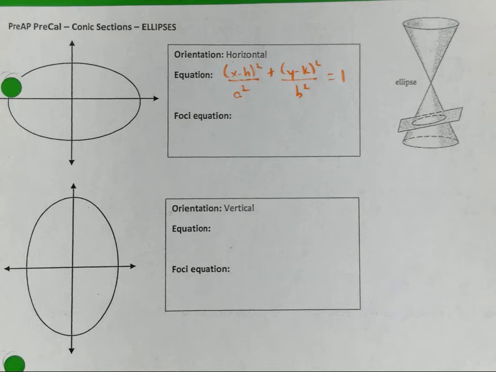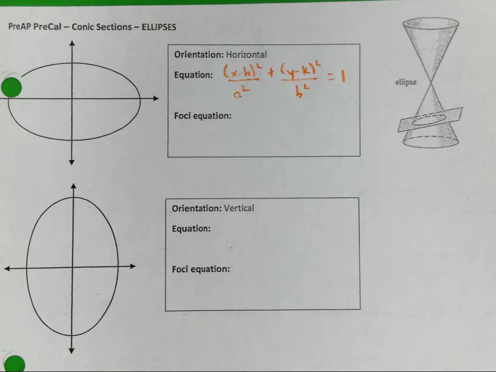Now, here's where we need to talk about a squared and b squared. A squared is always your larger number of the two. Okay, and I'm going to talk to you about what that means in a minute. For instance, this is horizontal. A is always your larger number. It's going to be under the one that tells you the orientation. So you see how A is under the X? So at least you know that that's going to be horizontal.